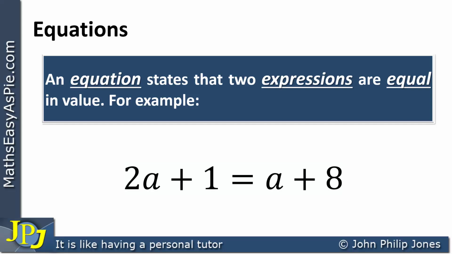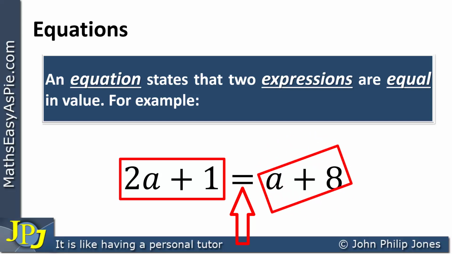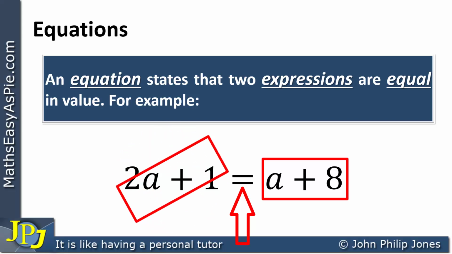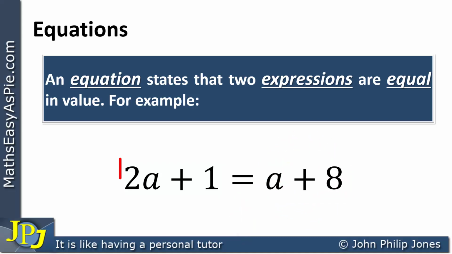Let's consider another example. Here you can see we have an expression, and over here we have another expression, and between them we have this equal sign. Now, this is telling us that this expression has a value, and that value is the same as the value of this expression. So this expression is equal to this expression in terms of their value.